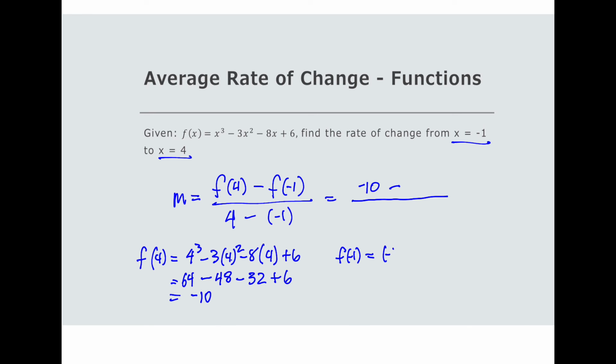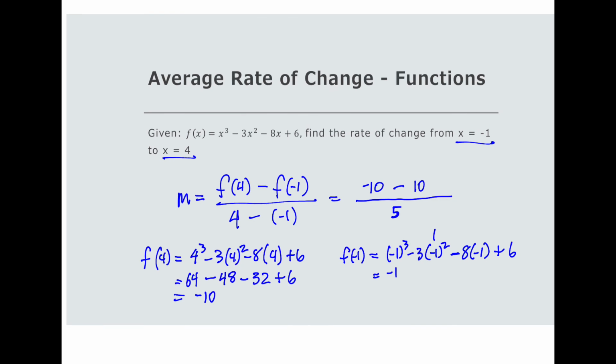And then we need to find the f of negative 1. So that is negative 1 cubed minus 3 times negative 1 squared minus 8 times negative 1 and then plus 6. Well, negative 1 cubed is still negative 1. Negative 1 times itself 3 times still ends up with a negative number. And then we are going to subtract 3 times negative 1 squared. Well, negative 1 squared, we do that first. It becomes positive 1. So this just remains minus 3.